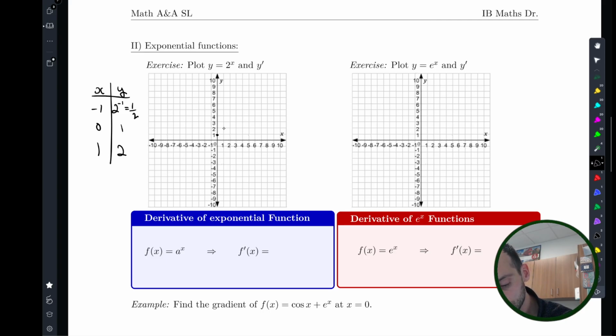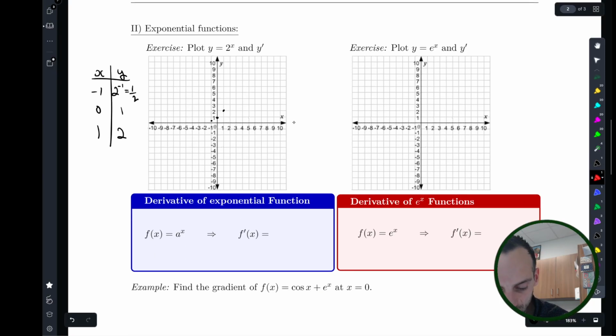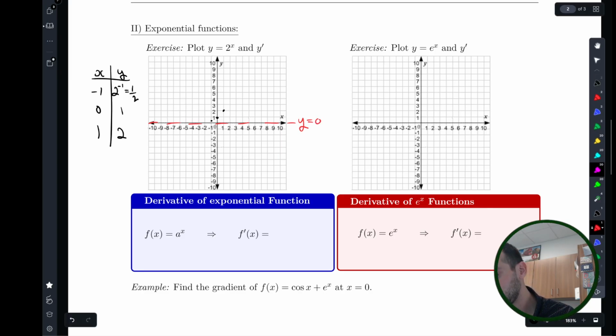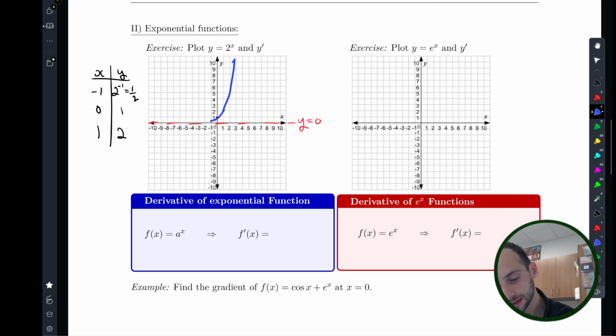We can plot these 3 points on our little graph here, and we know this function features a horizontal asymptote right here at y equals 0. Okay? So we can graph our exponential growth function 2 to the x. We know it grows exponentially just like that. And our goal here is to use our calculator to see what the derivative might look like.